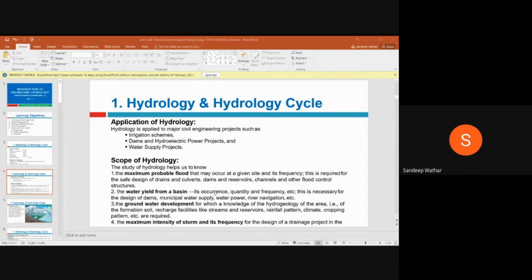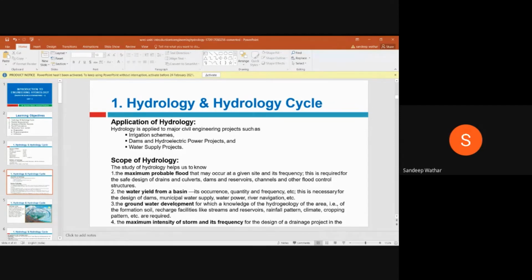For example, occurrence. Occurrence means where exactly the water is received, at what places the water is received, and then we must quantify how much water has been received. Then the next one is frequency. How frequently is the rainfall taking place? For example, in the last few weeks you were seeing rainfall, but now there is no rainfall at all. So you basically have to understand the occurrence, quantity, and frequency. By this, you can estimate or predict the water yield that will be received for any given basin.